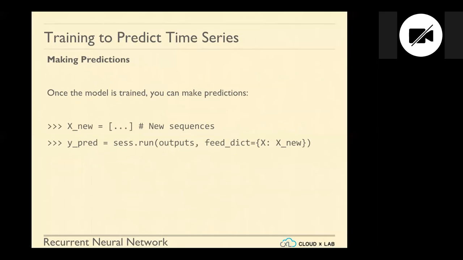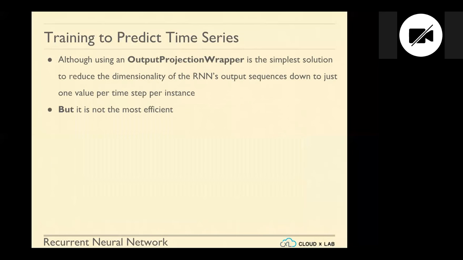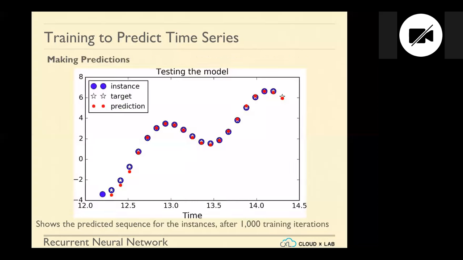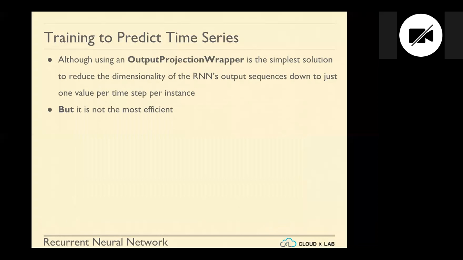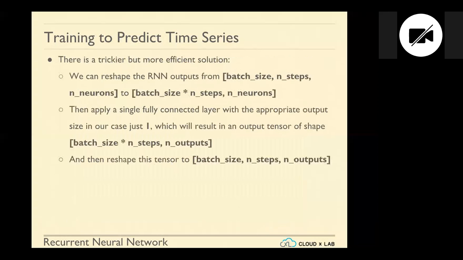All right, this one we have done. So although the output projection wrapper is the simplest solution to reduce the dimensionality of the RNN's output sequences down to just one value per timestamp per instance, it is not the most efficient, right? There is a trickier but more efficient solution. We can reshape the RNN's output from batch size, number of steps, and number of neurons to batch size times number of steps, and neurons.